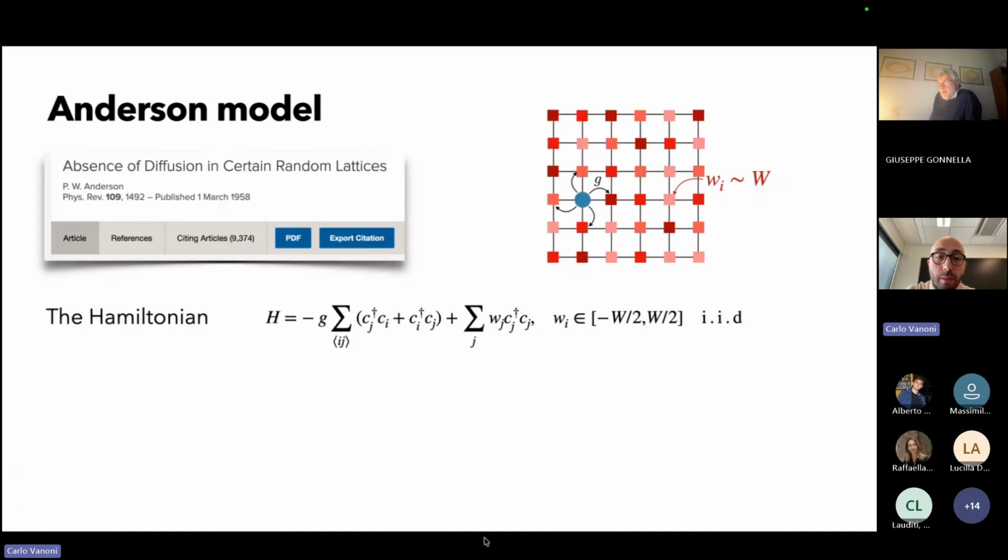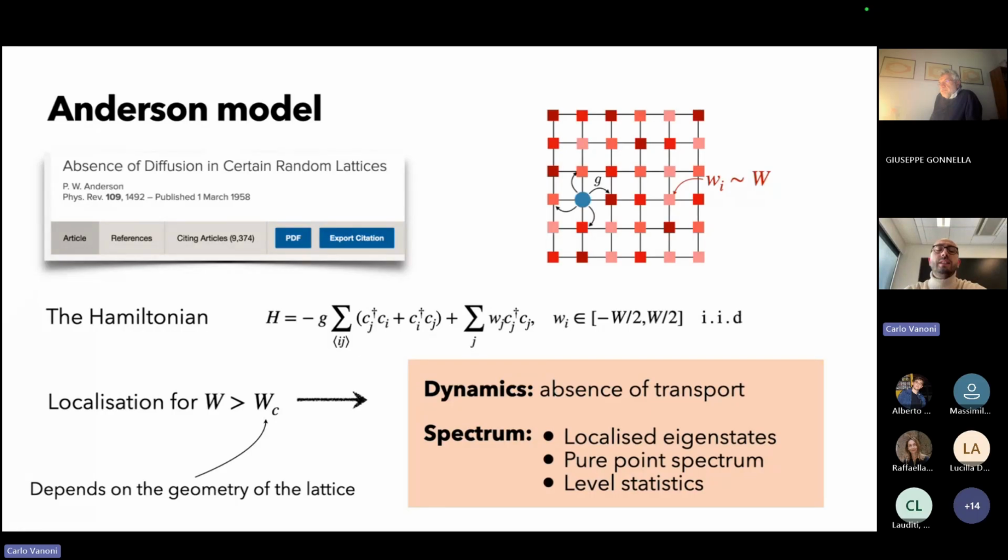You can study this problem numerically, analytically. Analytically is quite complicated because of the randomness that you have in the Hamiltonian. So there have been many studies of this problem in many kinds of geometries. But the essence is that, as I was saying, there is a critical value of WC for which you have localization if the variance of the random potential is bigger than this number. And this number depends on the geometry.